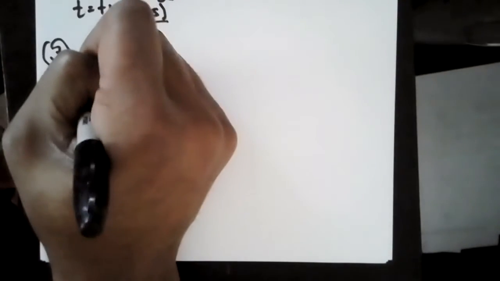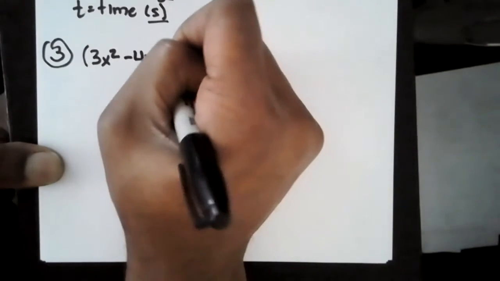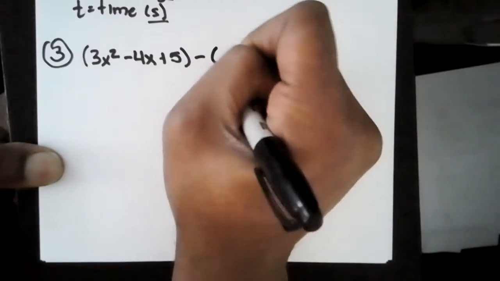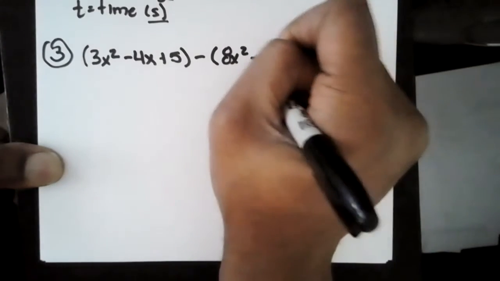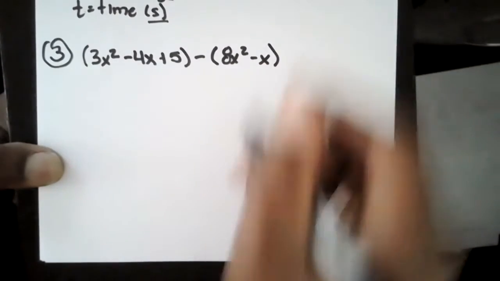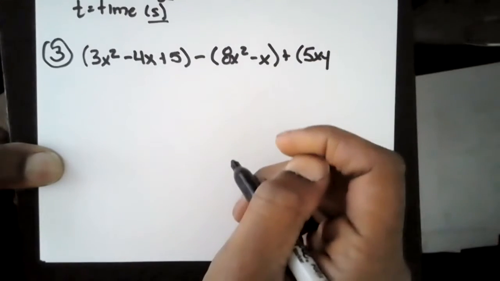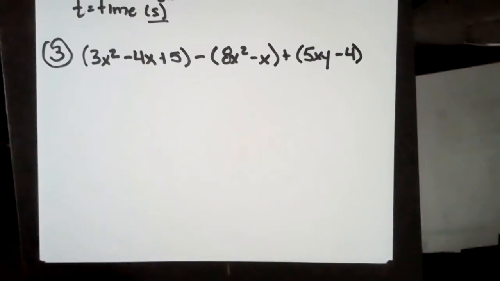So first thing we're going to do is rewrite the problem. 3x squared minus 4x plus 5 minus 8x squared minus x plus 5xy minus 4. All right, so we have to find the fewest number of terms possible.